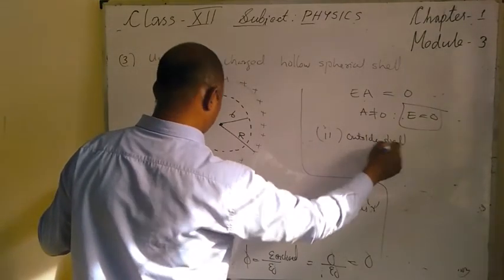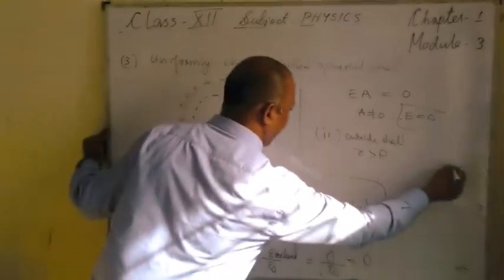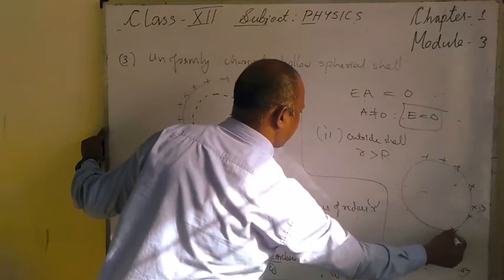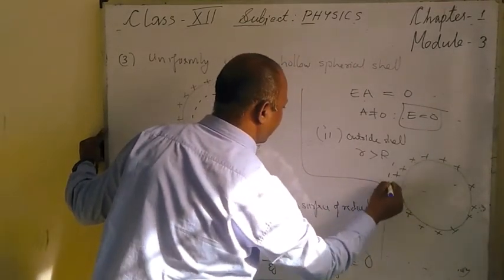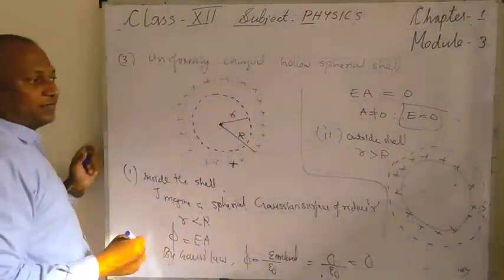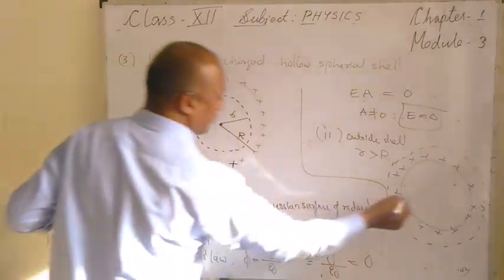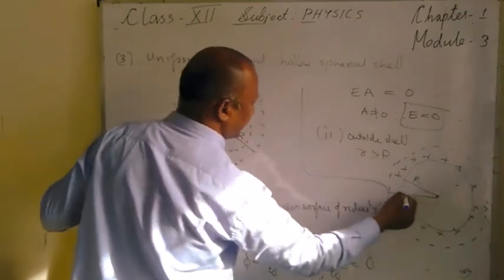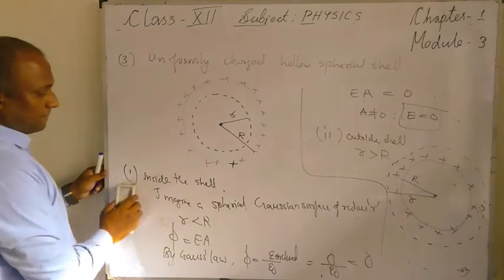And the second part is outside the shell. Outside the shell means r is greater than R. For that, this is the uniformly charged shell, and I am going to imagine a spherical Gaussian surface which has a radius greater than the radius of the original spherical shell.